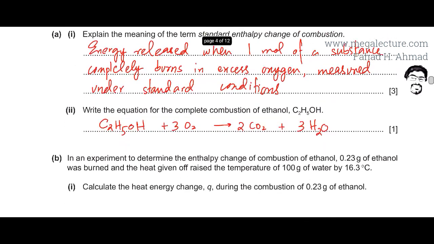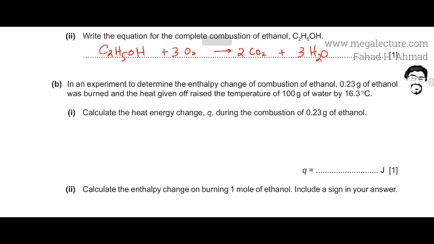To the next part of the question. It says that in an experiment to determine the enthalpy change of combustion of ethanol, 0.23 grams of ethanol was burned and the heat given off raised the temperature of 100 grams of water by 16.3 degrees centigrade. This is the information provided, and you're supposed to calculate the heat energy change Q during the combustion of 0.23 grams of ethanol.